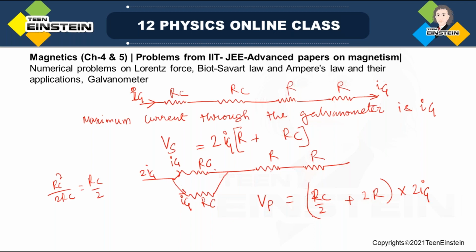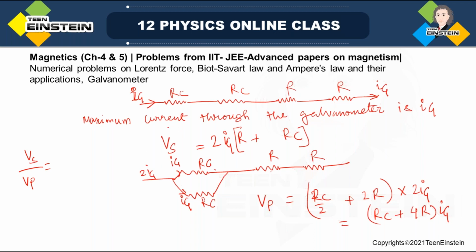So the voltage range you get here is RC plus 4R into Ig, right? Look now, if we take the ratio of this Vs and Vp, we'll get a clear picture. Which one is greater, or which one is maximum? Okay, let us see that. So we'll write Vs by Vp.